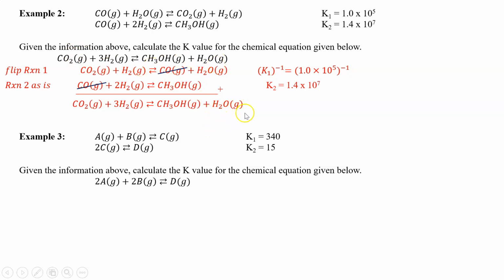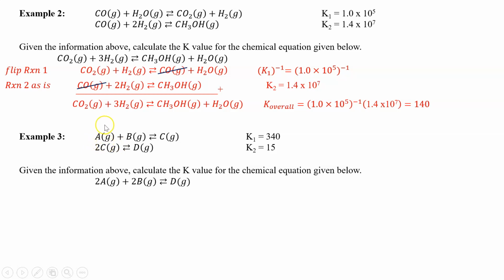So what do we do with these K values? Well, first of all, we've got to remember, if you flip it, you do the inverse. And we've done that. We've accounted for that. And I've added them together. So whatever the K values are for these two reactions that I just added together, we need to multiply them by each other. So 1.4 times 10 to the 7th multiplied by 1.0 times 10 to the 5th to the negative 1 power. K overall is 1.0 times 10 to the 5th to the negative 1 times 1.4 times 10 to the 7th. You end up with a total of 140. Okay, then, sorry, I'm getting ahead of myself there.